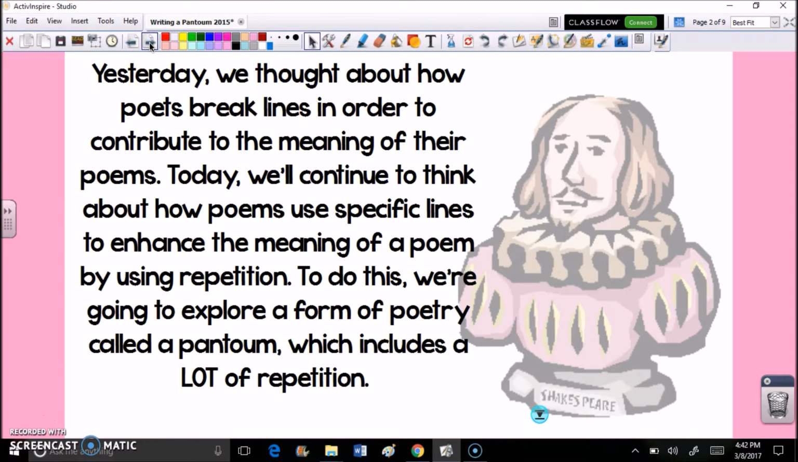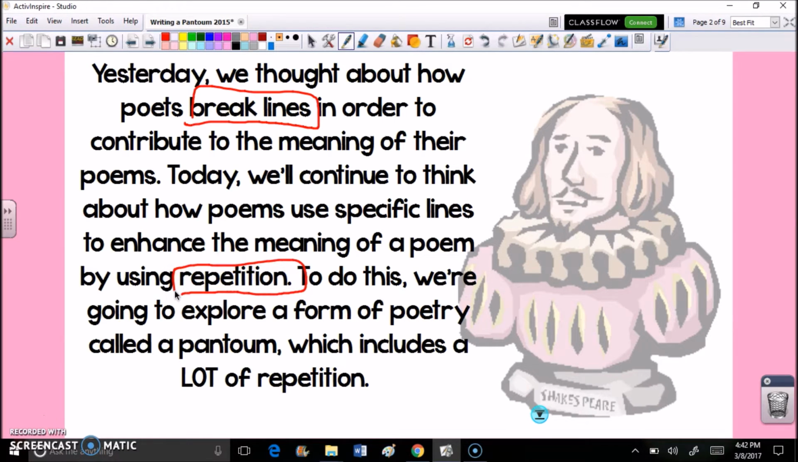Throughout this school year, as we've looked at different poems, we have looked at the way poets can use the structure of a poem to create meaning. Specifically, we have looked at line breaks. Our most famous example is, of course, We Real Cool by Gwendolyn Brooks. Now, in this lesson, we're going to continue to think about how poems can use lines to enhance the meaning of a poem. We're going to focus on that through the lens of repetition.